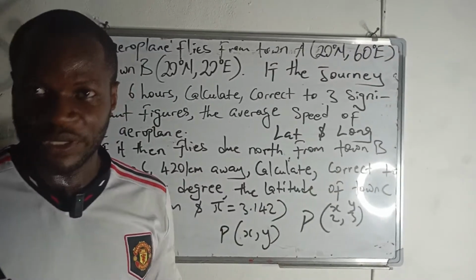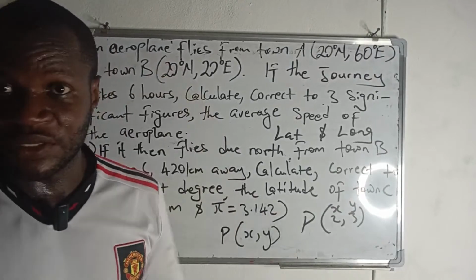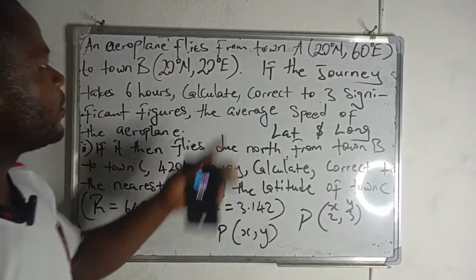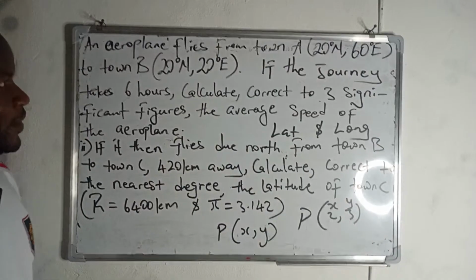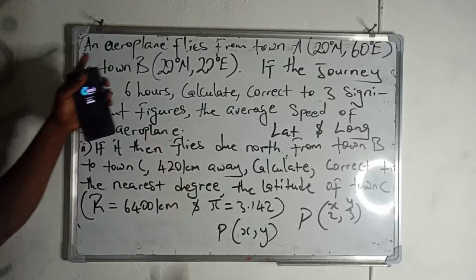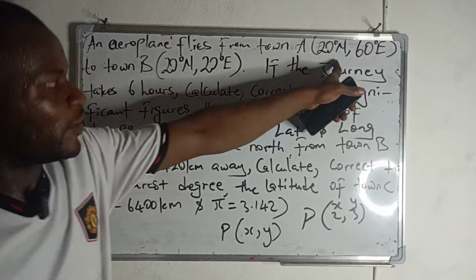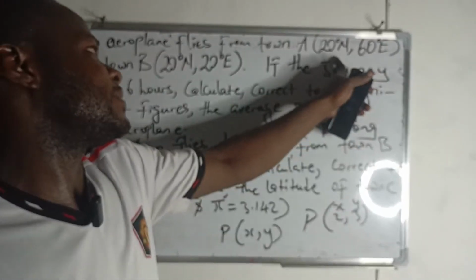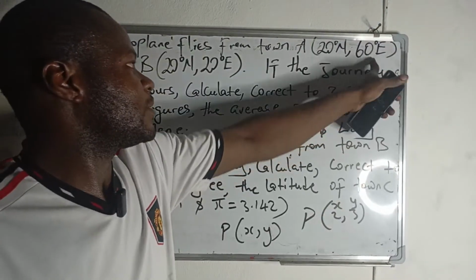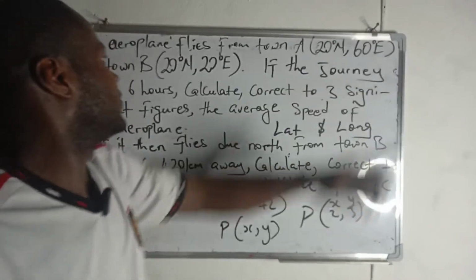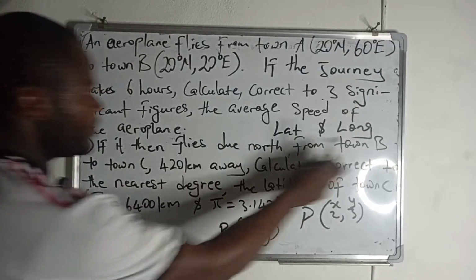Any wrong drawing will definitely lead to a wrong answer. So here we are going to draw carefully in order to see what we are doing. An aeroplane flies from town A. These are the coordinates: the latitude of 60 degrees north, and 20 degrees north and 60 degrees east. So let me try and manage here.